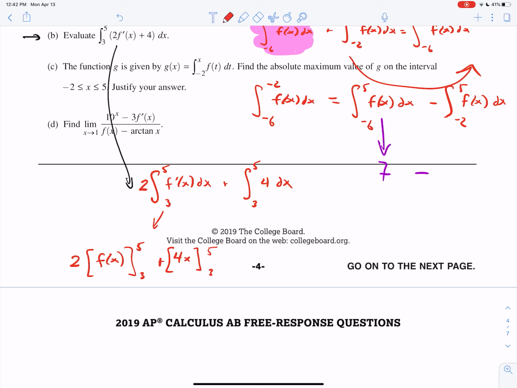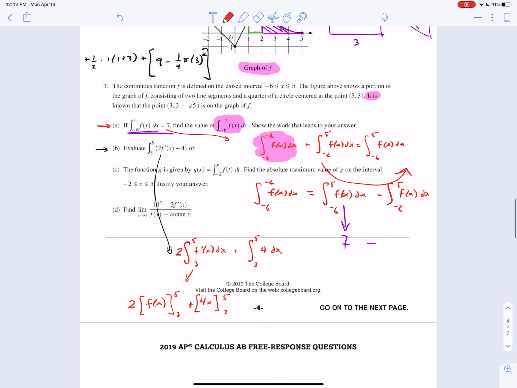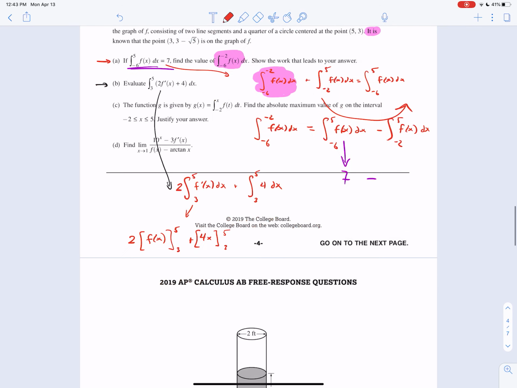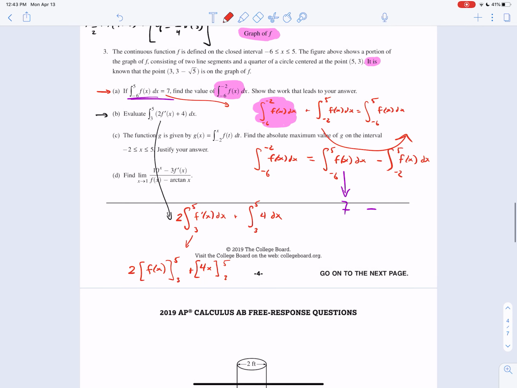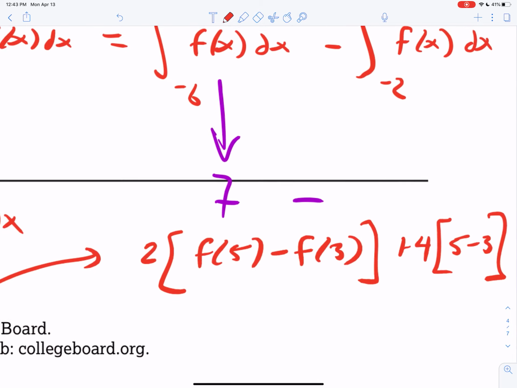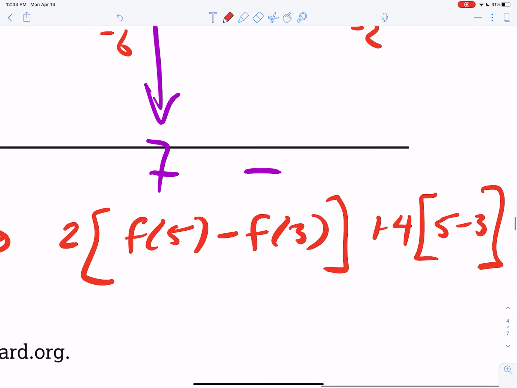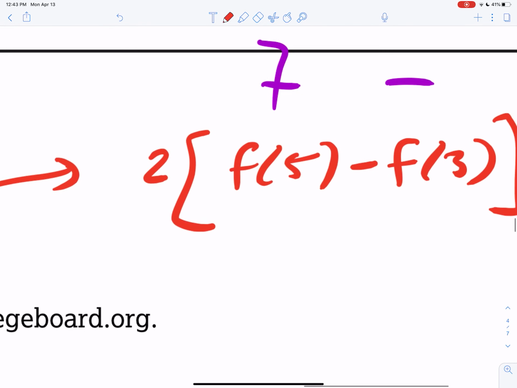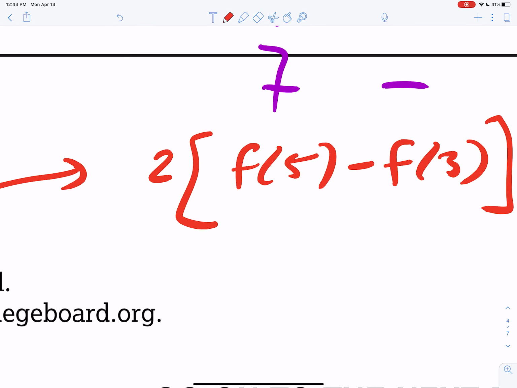Okay, I won't do the rest, but the last part is you putting in your upper. Actually, I need to go further. So this is going to be 2 times f of 5 minus f of 3 plus 4 times 5 minus 3. This last part here, I'm going to leave it because equals equal. The only thing that's left uncertain is what these values are right here in the quantity.